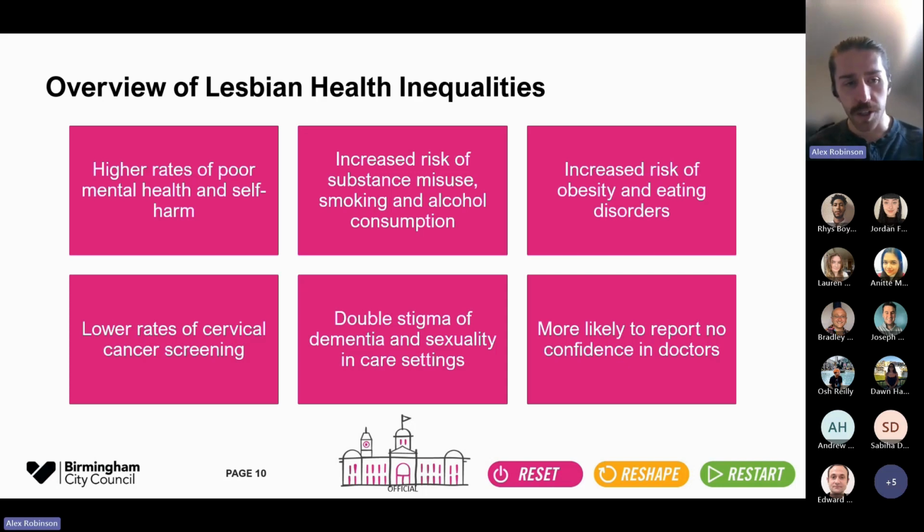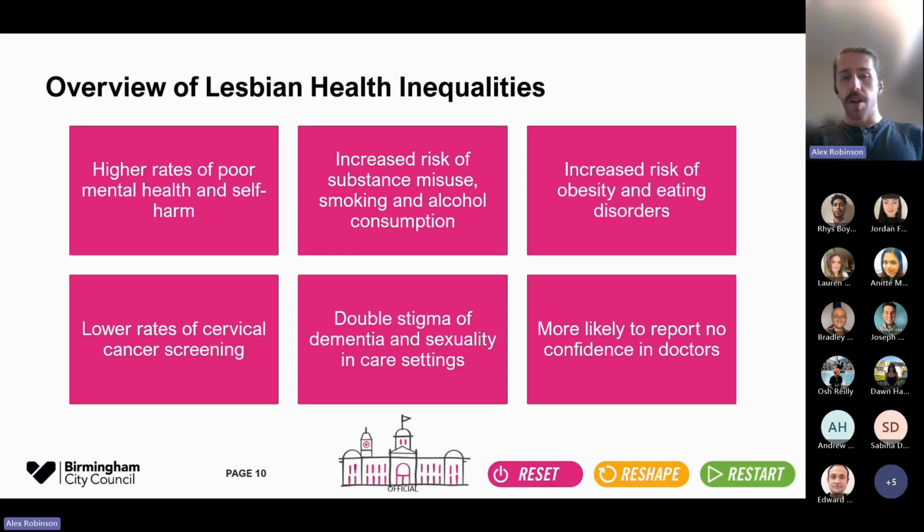One of the major health inequalities that have been identified in different studies is around cervical cancer screenings. Lesbian women were less likely to attend pap smears, despite having similar rates of cervical abnormalities. Within the West Midlands, between 48 and 55% of lesbian women regularly attended cervical cancer screenings, and that's compared to 81% of straight women.